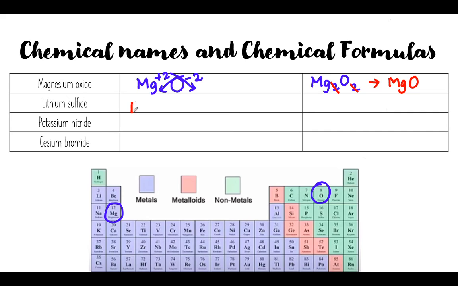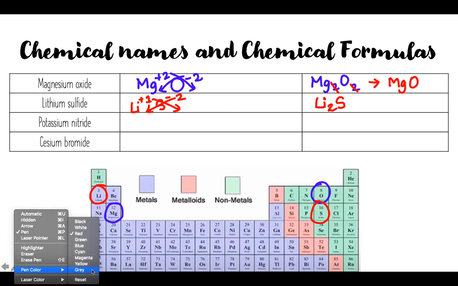Let's do the next one. LiS. So lithium is in group 1. It's got a charge of +1. Sulfur is in group 16 as well. It's got a charge of -2. I'm going to crisscross these. And when you bring those numbers down, you leave out the positive and the negative. You don't write those in, you just leave it. And so your answer here is going to be Li, the 2 comes over here, Li2S.